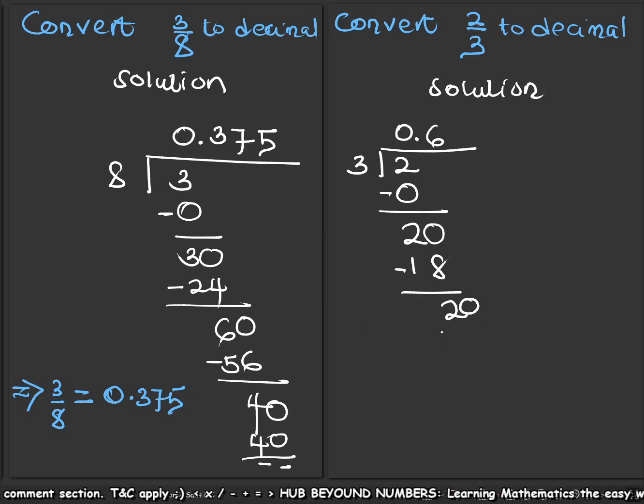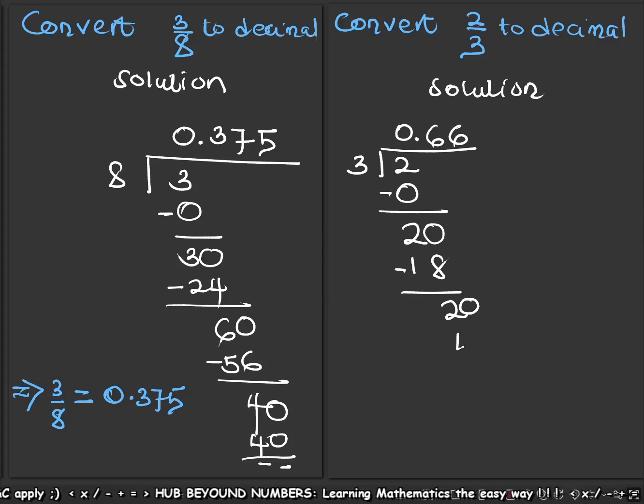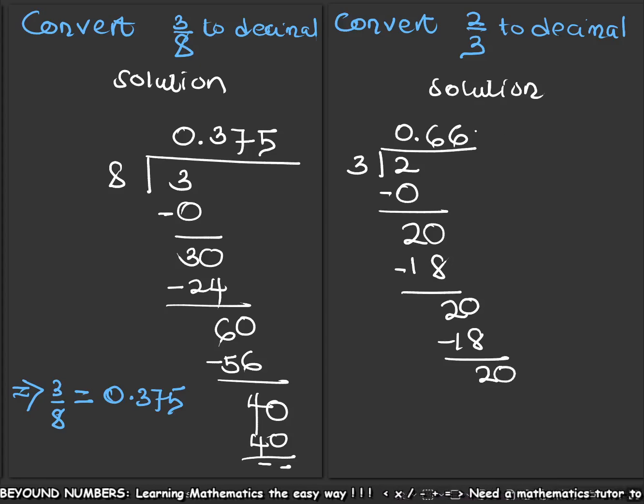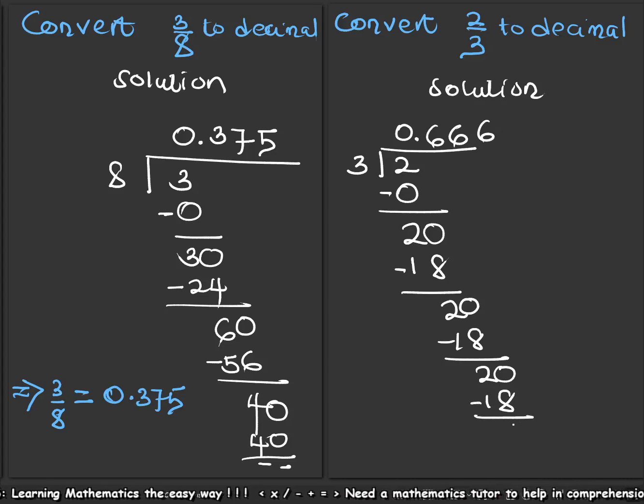3 into 20, how many times? 6. And then you have 18. If you subtract, you have a 2. You're allowed to add a 0. 6, 18, you subtract, you have 2. You're allowed to add a 0. And you see it continues on and on and on.